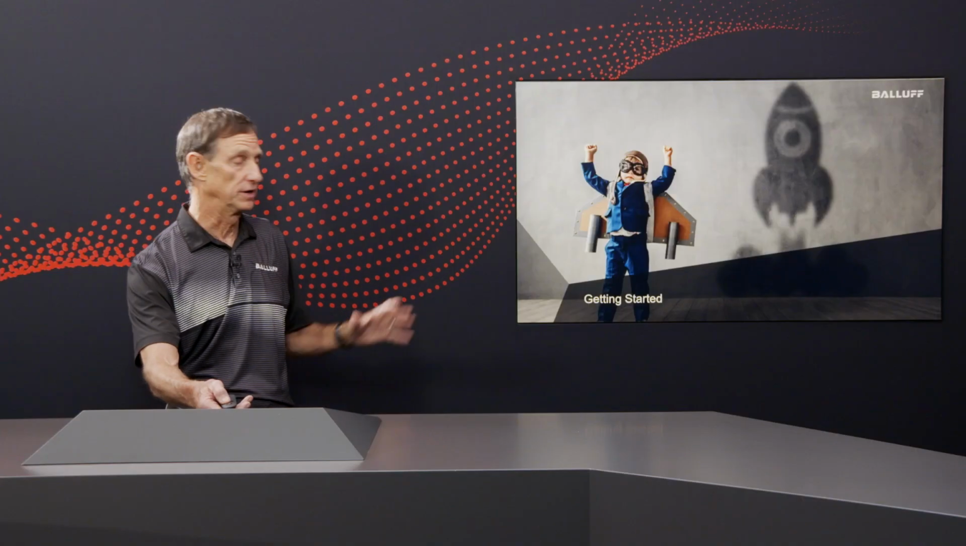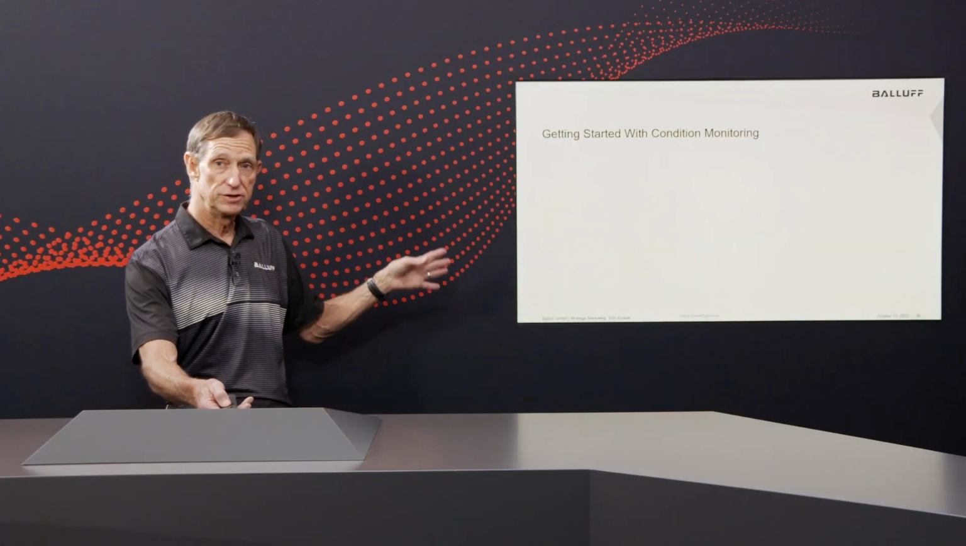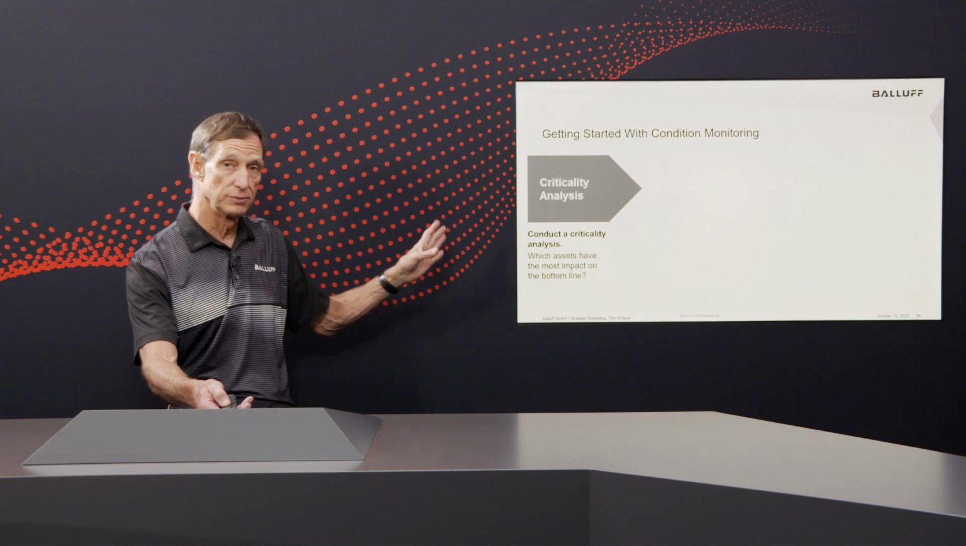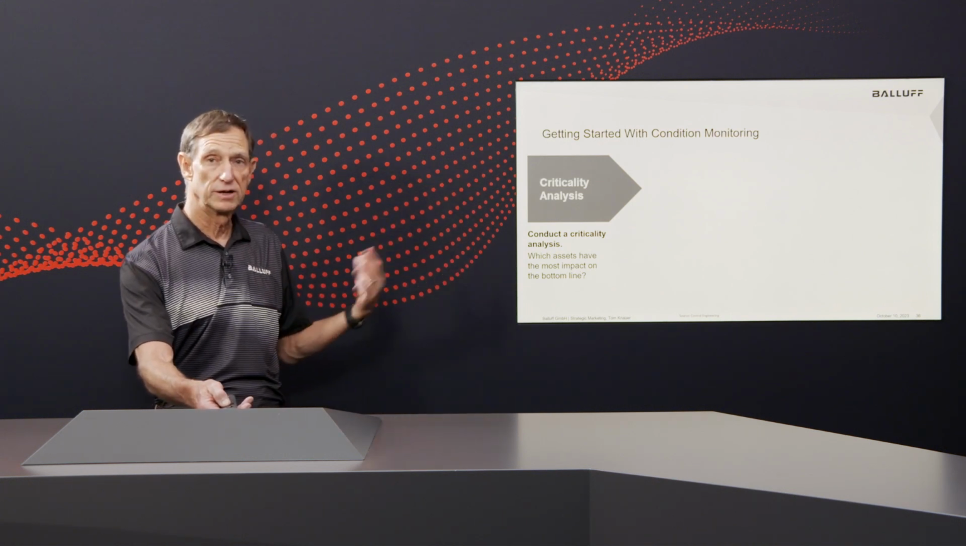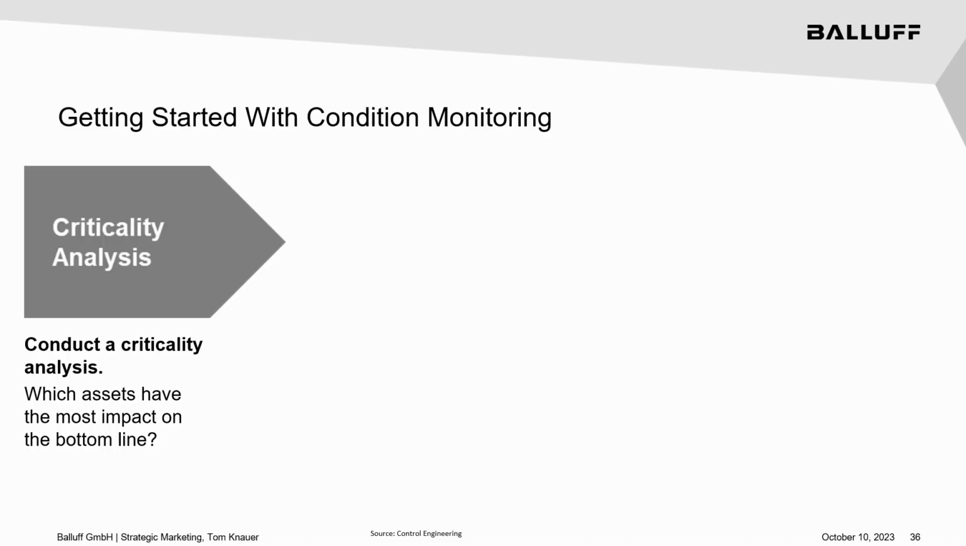So how do we get started? We've got some advice for you based on some information from Control Engineering magazine. First step is to conduct a criticality analysis. What are the most important assets in your factory, and which ones are you going to lose sleep over thinking about that they might fail? Start to think about categorizing your assets.